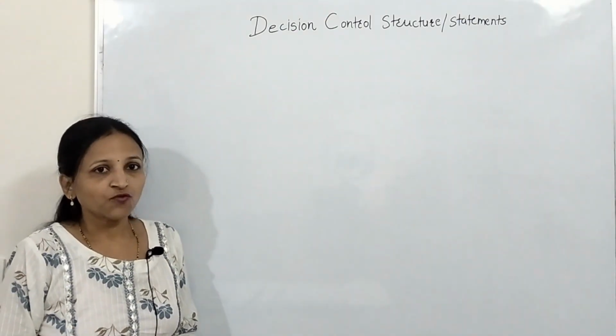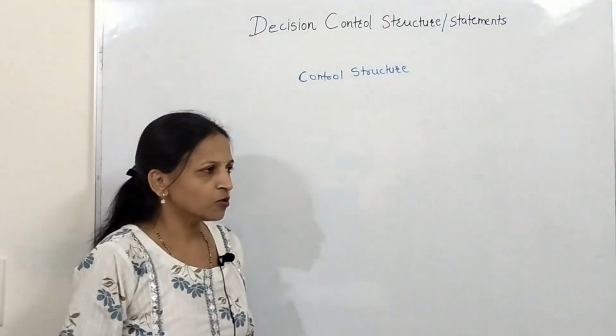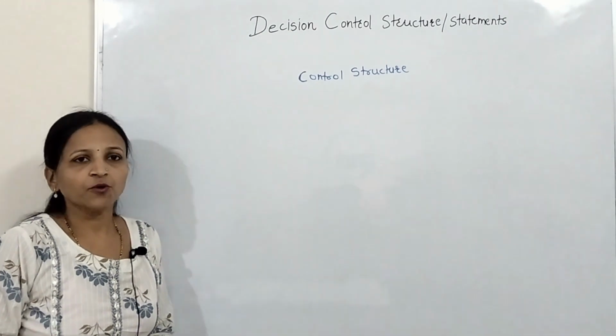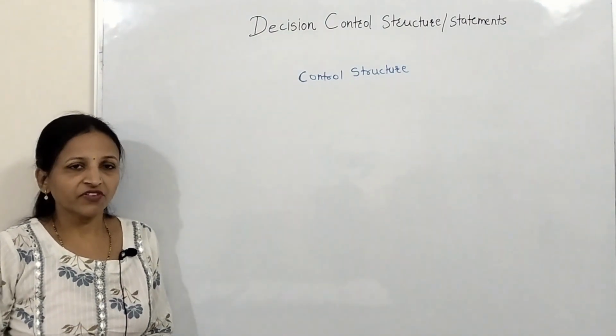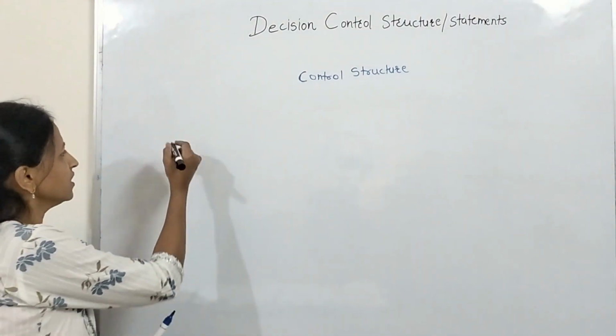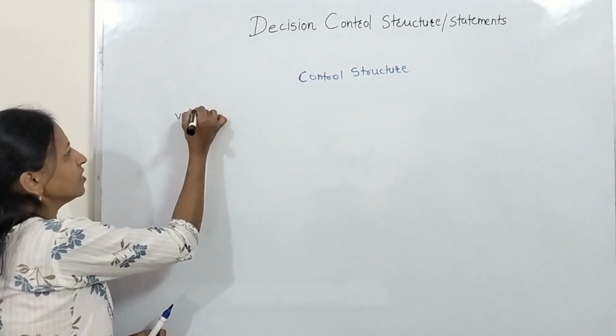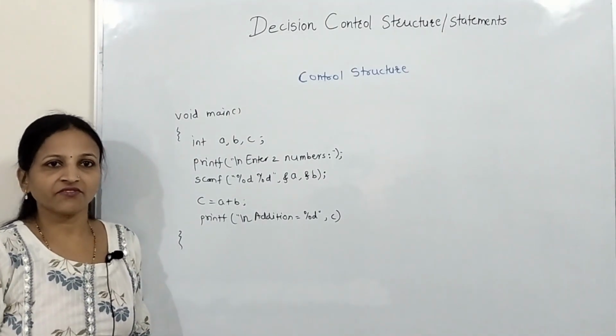Now the first thing is, what exactly is this control structure? Suppose we have written a program, for example for the addition of two numbers. What do we write there? We just declare two variables in this way. See, in this way the program will be.